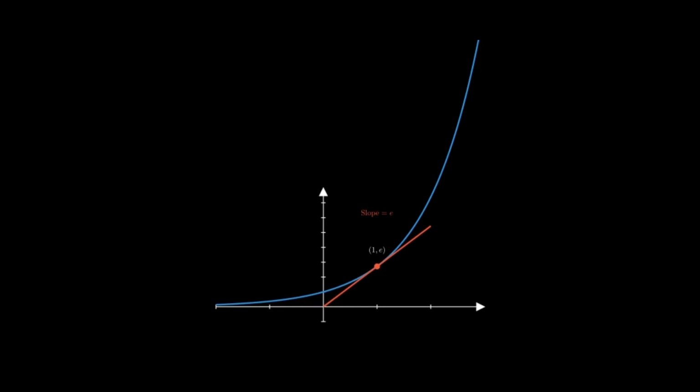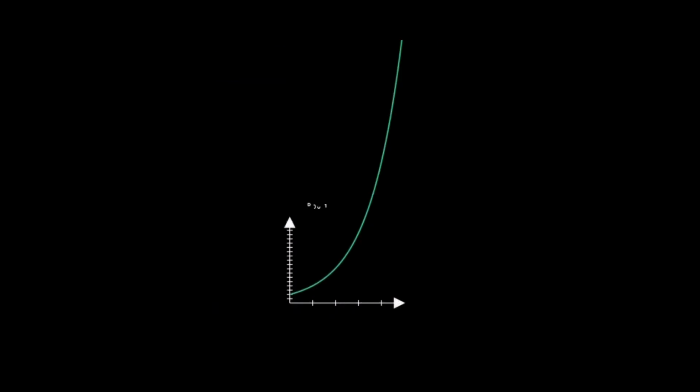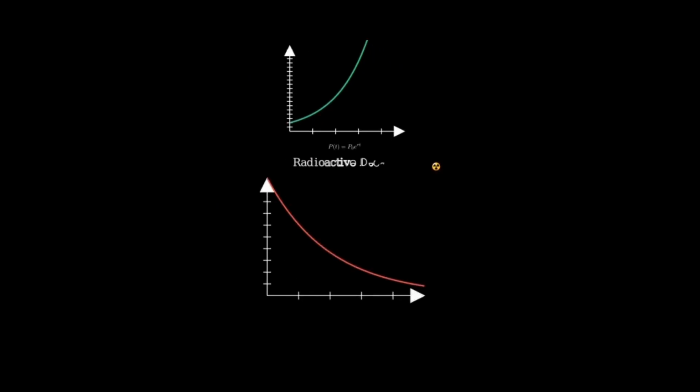The exponential function e to the x is closely related to the natural logarithm function ln of x. These two functions are inverses of each other. This means that e to the ln of x equals x, and ln of e to the x also equals x. Visually, the natural logarithm is a reflection of the exponential function across the line y equals x.